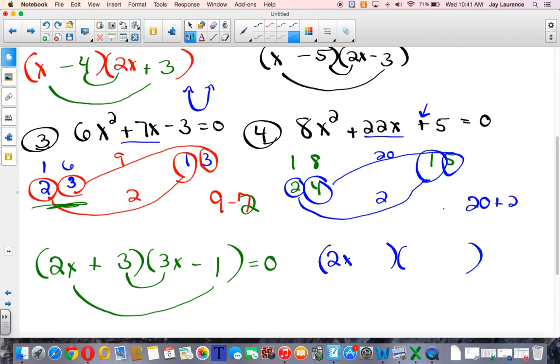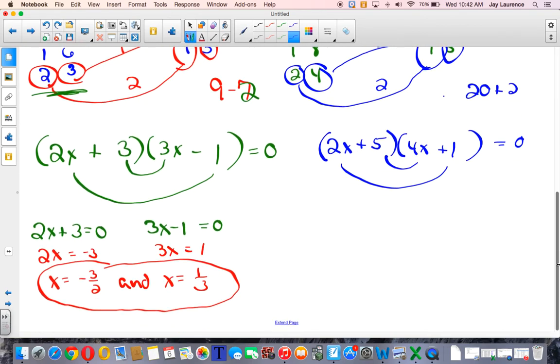All right, so let's put a 2x and a 4x. The 4 got multiplied by the 5. The 2 gets multiplied by the 1. Plus in the back, double stack, or C is positive, we need this sign twice, or 20 is positive. There's my 20 right there, and 2 is positive. There's my 2 right there. Equals 0. Not done with the problem, got to solve for x now. So we're going to go 2x plus 5 equals 0, and 4x plus 1 equals 0.